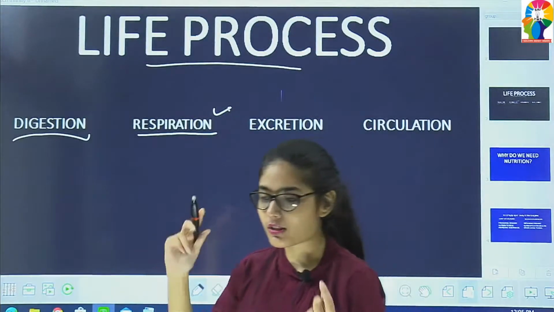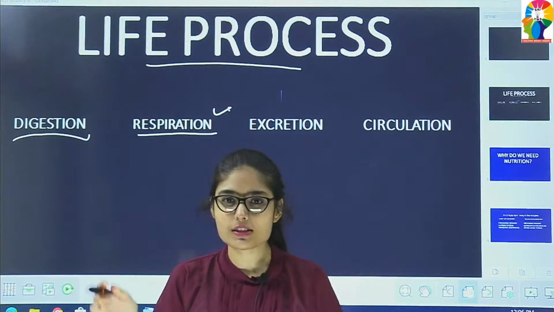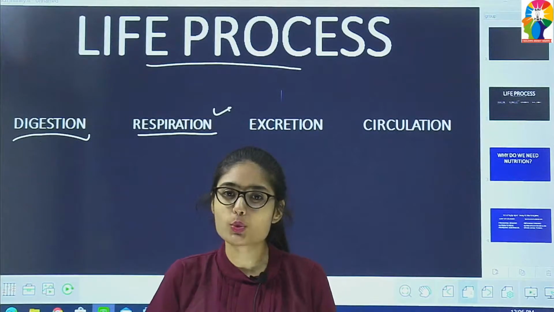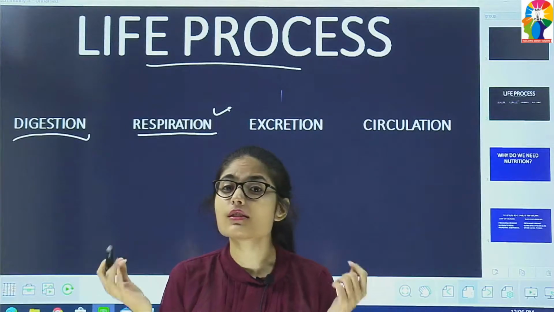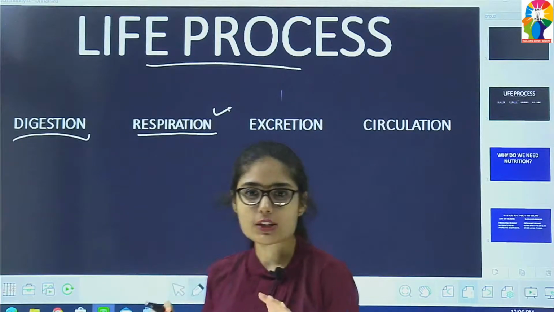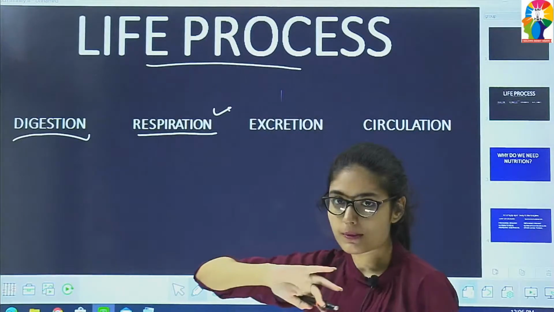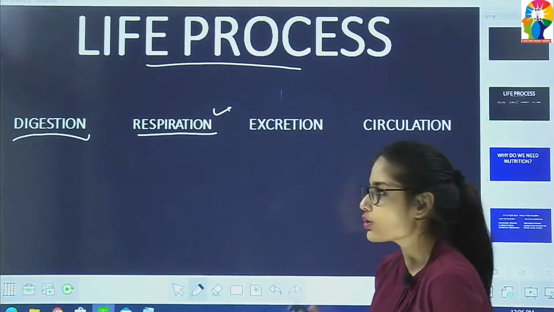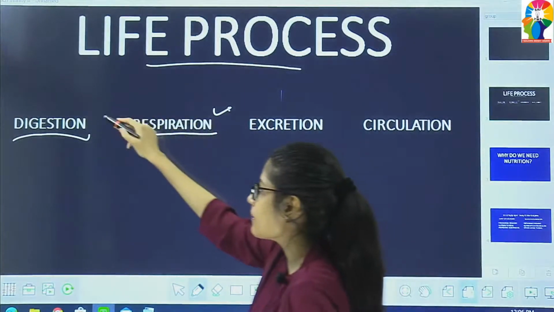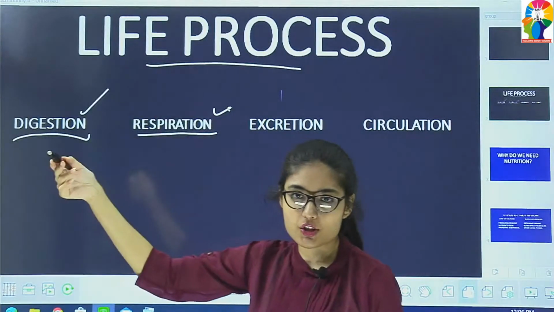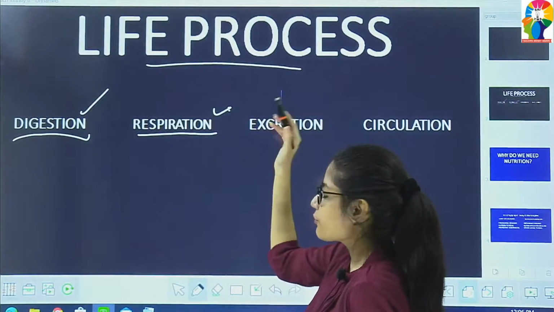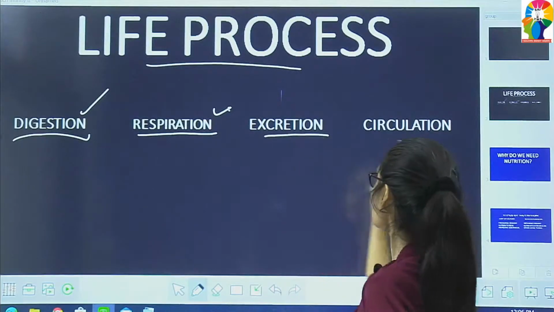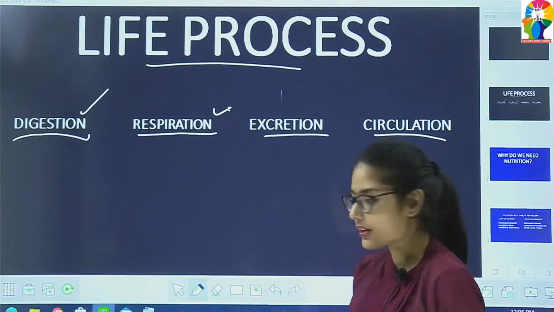Okay, now just a quick revision. What is the life process? It is the essential part of our life, without which a body or individual cannot survive, right? That's why they are known as the life process. So in your syllabus there are four types which we have to study. We have already studied digestion, the digestive system. From today we are going to start with respiration, then excretion, and then circulation.